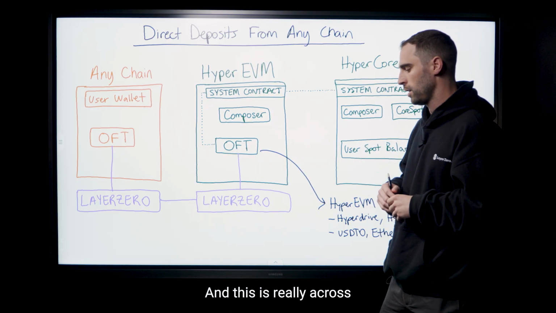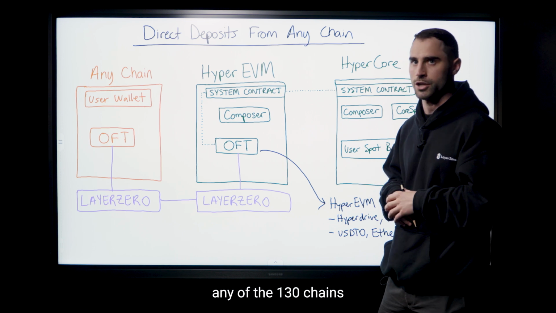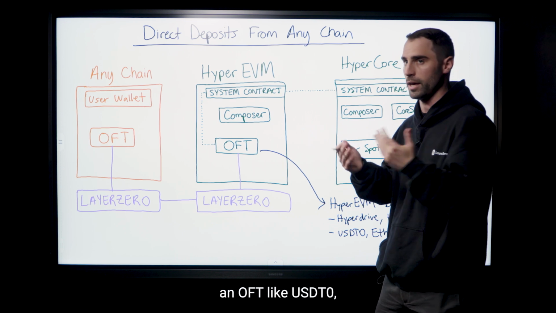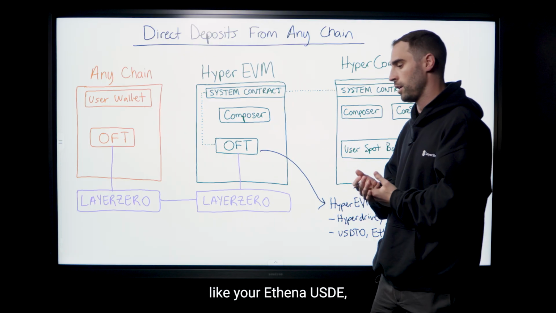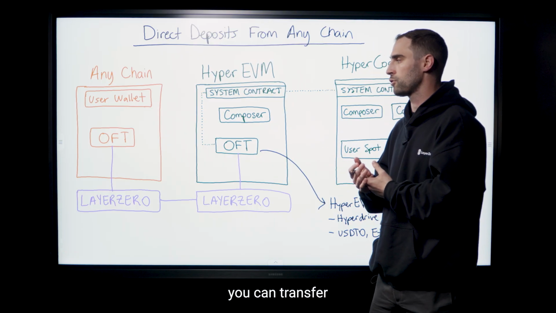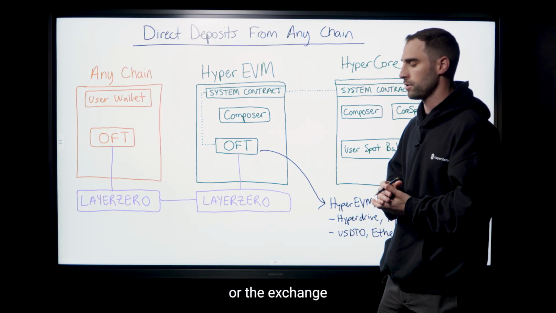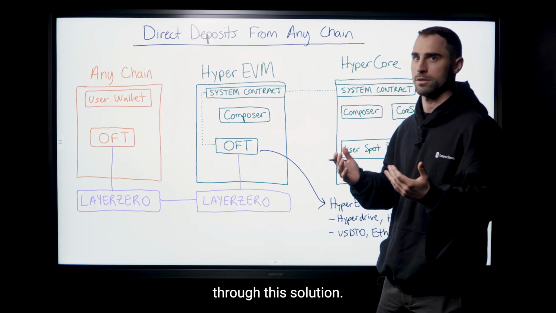And this is really across any of the 130 chains that LayerZero supports. So if you have an OFT, a token that's an OFT, like USDT0 or Ethena USDe, you can transfer those tokens immediately to either HyperEVM or the exchange on HyperCore through this solution.